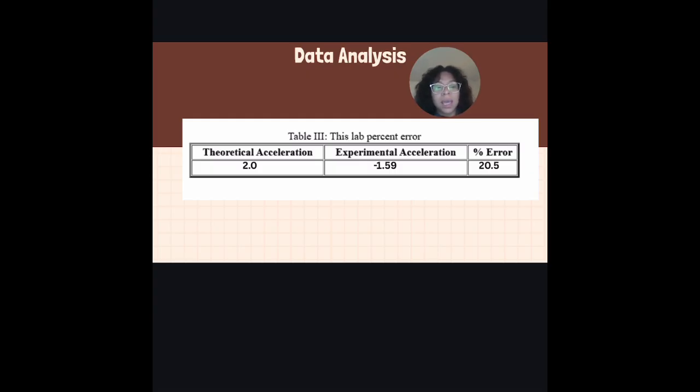So that just means that our acceleration was going the same, or almost the same, like potential acceleration, but it was negative. So it's also showing that the velocity might not have been increasing, but it was more decreasing, which would make sense because as it was going down, it did change the velocity. But our percent error was 20.5. And then the percent error formula is the experimental value minus the accepted value divided by the accepted value times 100 to get the percentage.